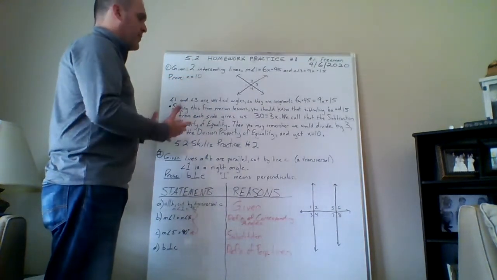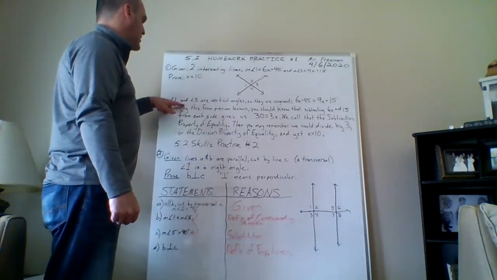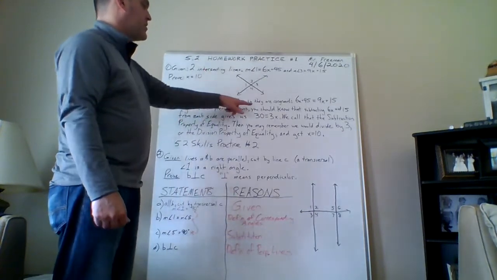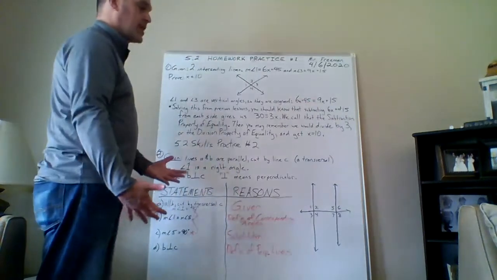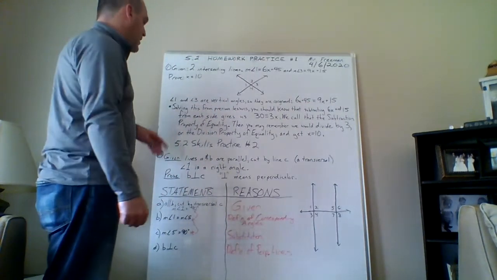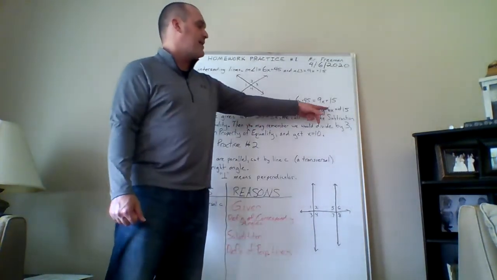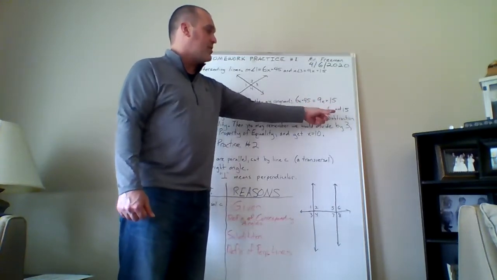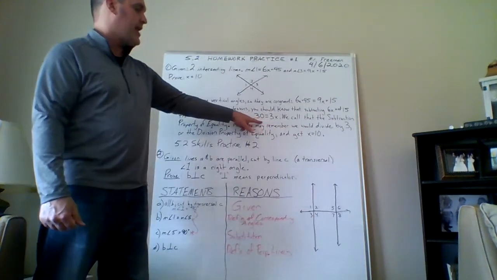So, some of the explanation is just you teaching this stuff. It says angle 1 and angle 3 are vertical angles, so they are congruent, and you would put them equal to each other. That's by the definition of vertical angles. Solving this, from previous lessons, you should know that subtracting 6x from both sides and 15 from each side gives us 30 equals 3x.